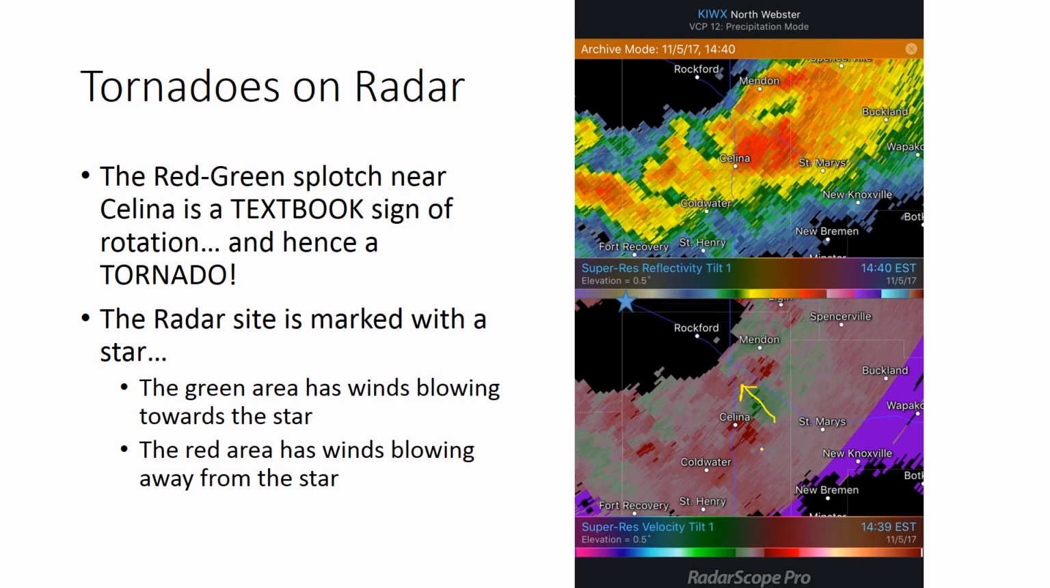Then on the other side, where you see these reds, that represents a region where the winds are blowing away from the radar. So what you want to do over there is draw an arrow pointing away from the radar. And so what you see is this motion where over here the winds are heading up and to the left, and down here they're moving down and to the right.